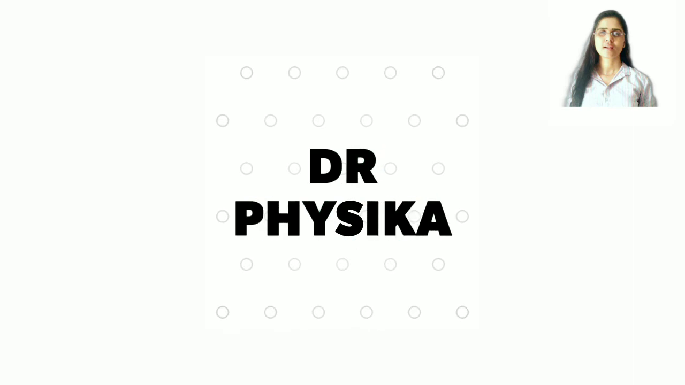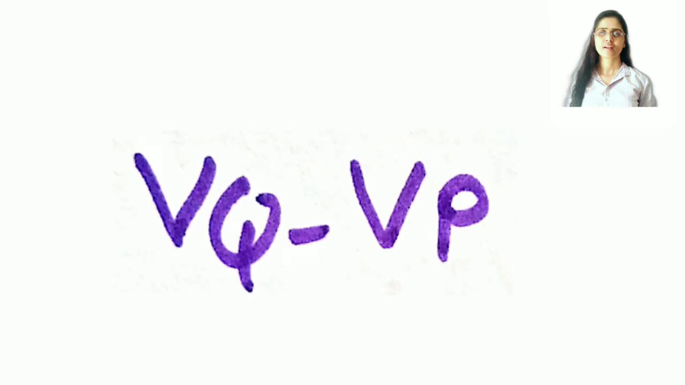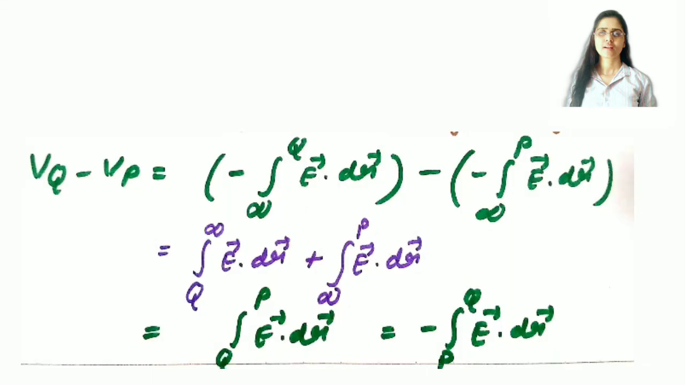According to the definition of electrostatic potential, the electric potential at a point P is V of P equals minus integration infinite to P vector E dot d vector R. Now, from this formula, the potential difference between points Q and P is given by V of Q minus V of P. Now here substitute the equations of electrostatic potential for point Q and point P. We get V of Q minus V of P equal to minus integration infinite to Q vector E dot d vector R minus in bracket minus of integration infinite to P vector E dot d vector R.